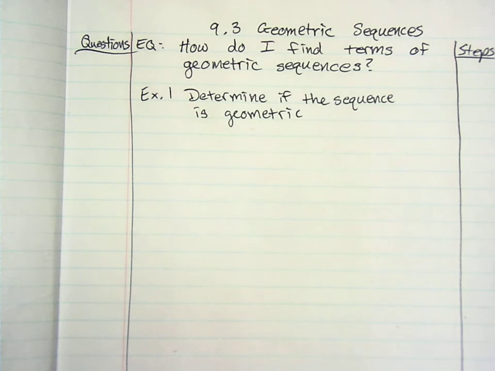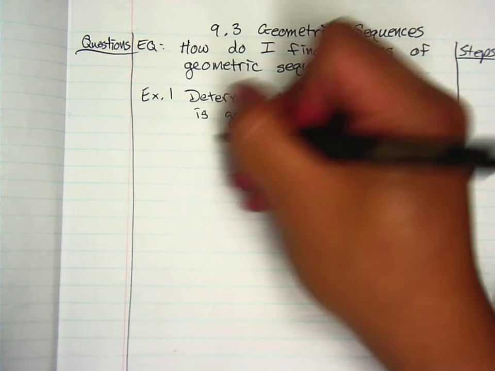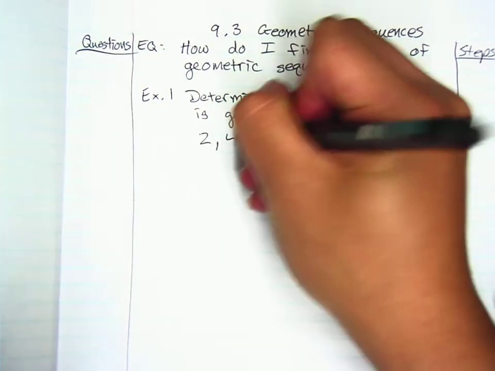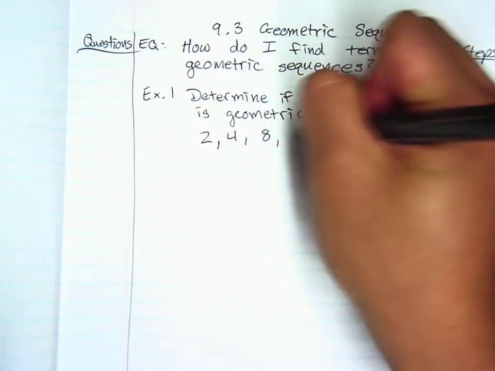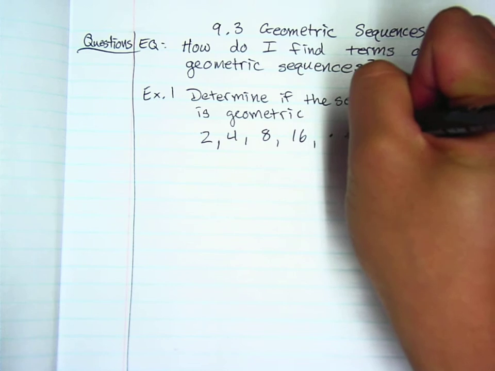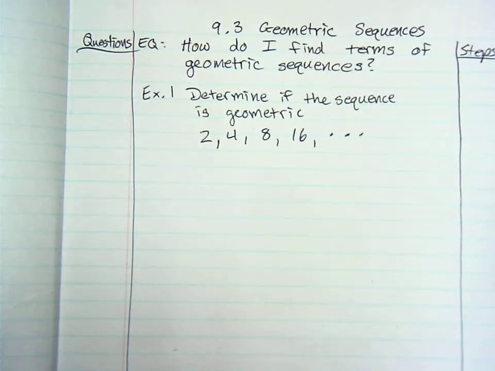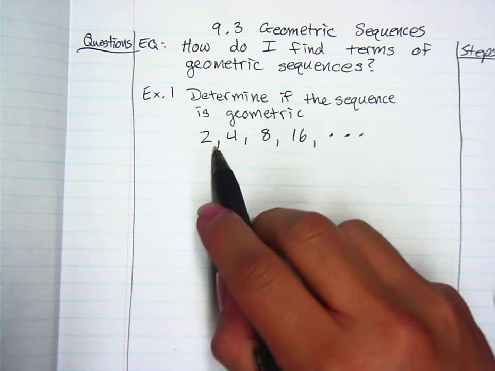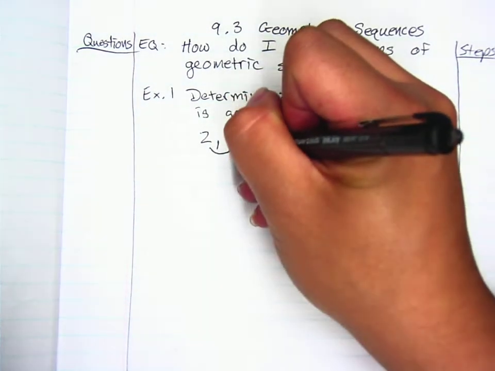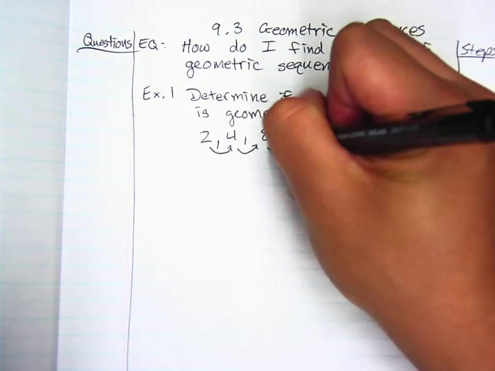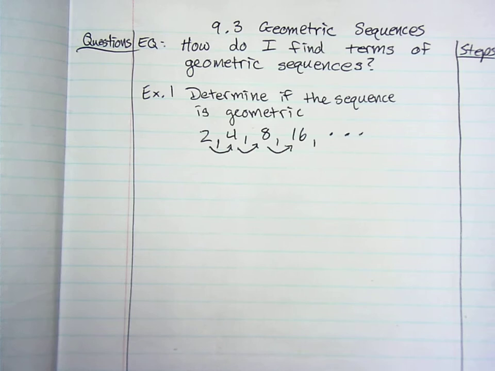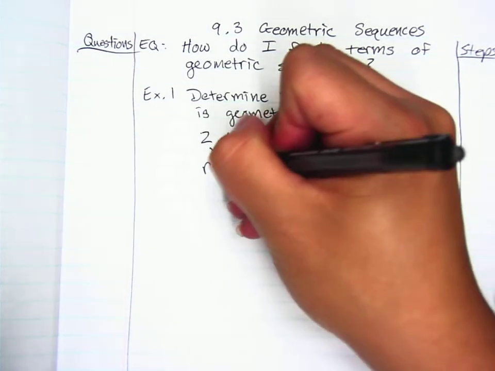We're going to look at this one. So example 1, determine if the sequence is geometric. Here I'm going to list out a couple of numbers, 2, 4, 8, 16, and dot, dot, dot. In other words, a sequence is going on. To determine if something is geometric, we want to check between each set of consecutive numbers, what is the ratio that we are multiplying or dividing by. To do this, we're going to find r.